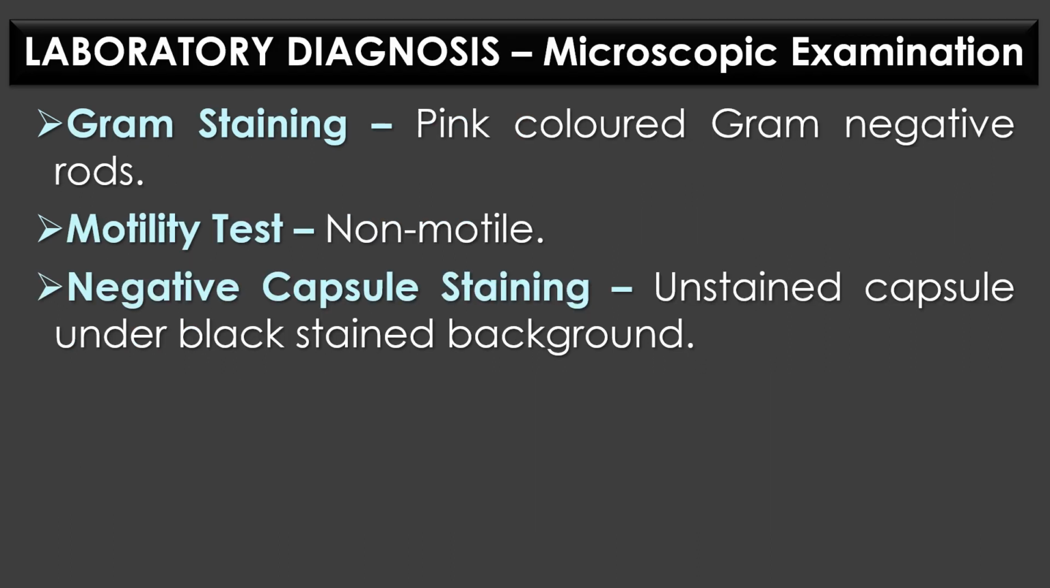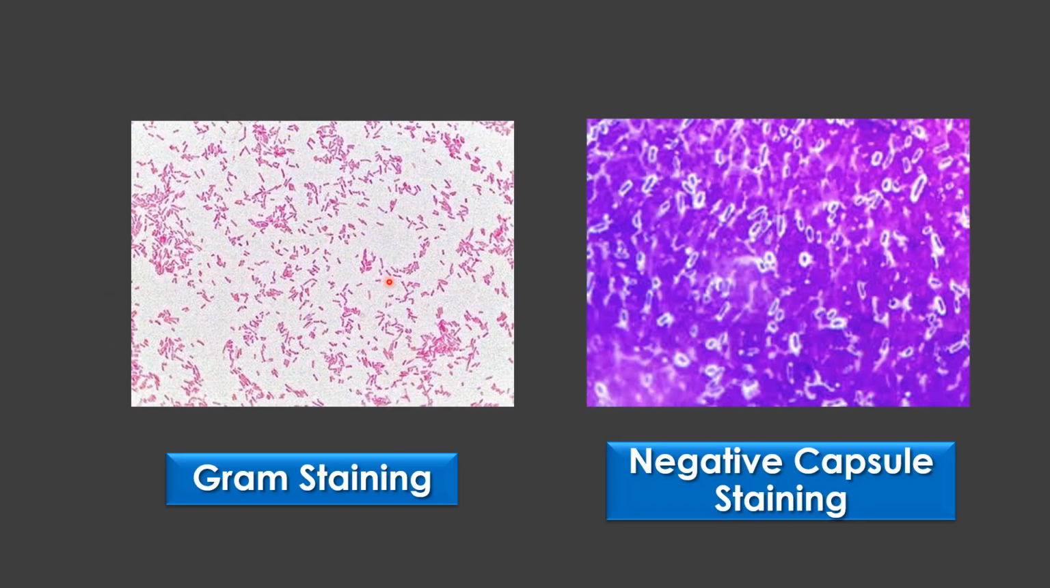Laboratory diagnosis of Klebsiella pneumoniae. The first diagnostic method is microscopic examination. Under gram staining, the Klebsiella pneumoniae is observed as pink-colored gram-negative rods. In the motility test, non-motile cells were observed, and in negative capsule staining, unstained capsules under a black stain background were observed. This image shows the gram staining of Klebsiella pneumoniae, and this image shows the negative capsule staining of Klebsiella pneumoniae.